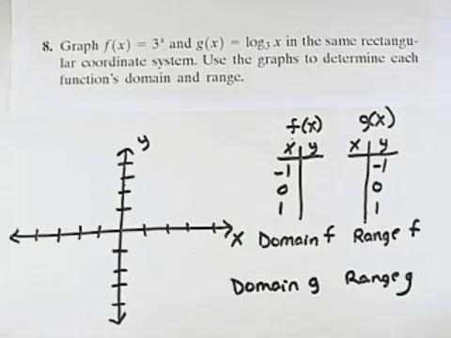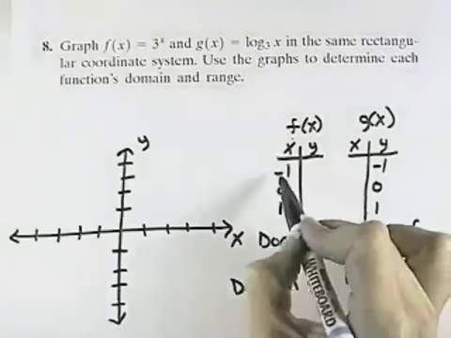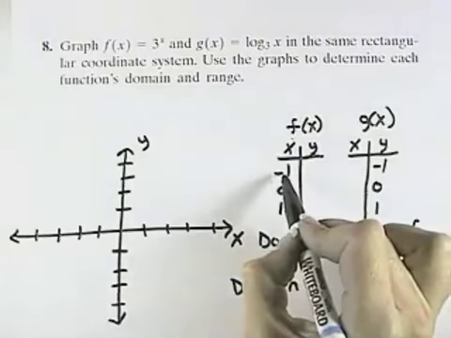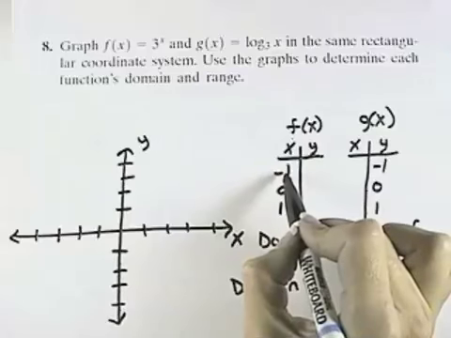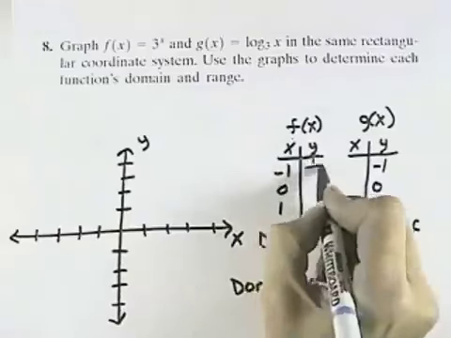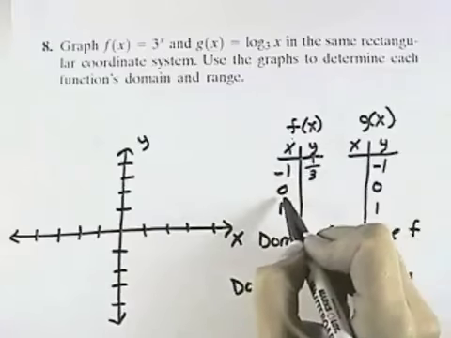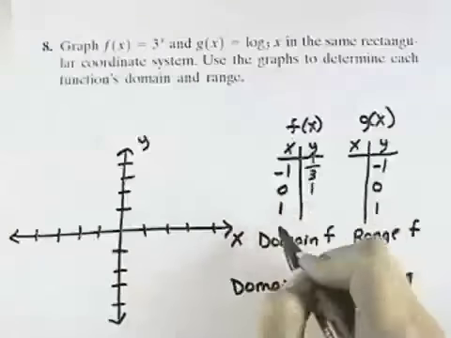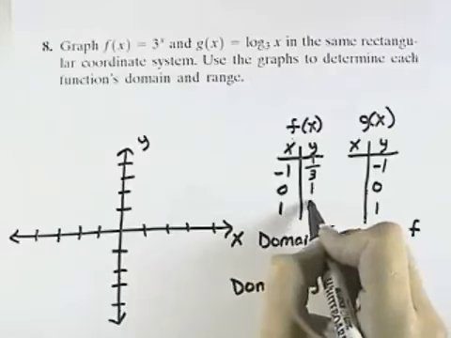Well, for f of x equals 3 to the x, I can substitute the exponents in for x to find 3 points to plot. When x is -1, I have 3 to the -1, which is the same as 1 over 3. When x is 0, I have 3 to the 0, which is just 1. And when x is 1, I have 3 to the 1, which is 3.